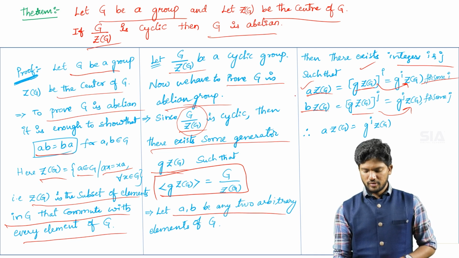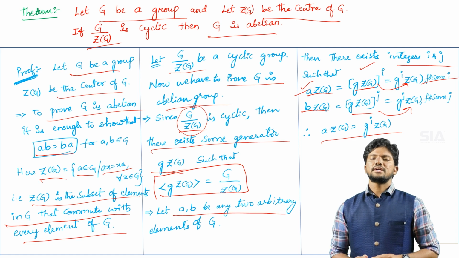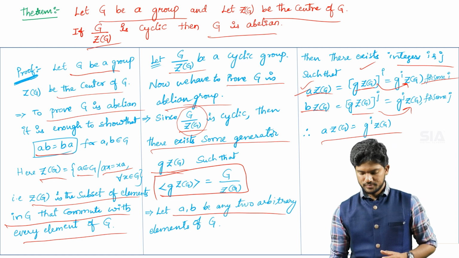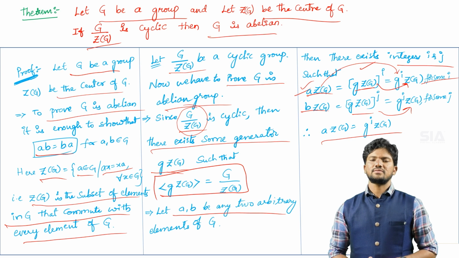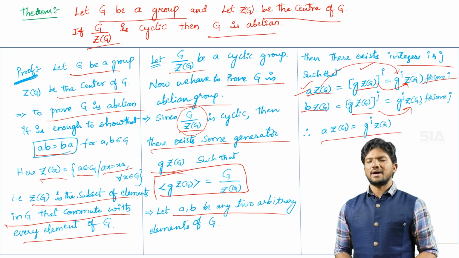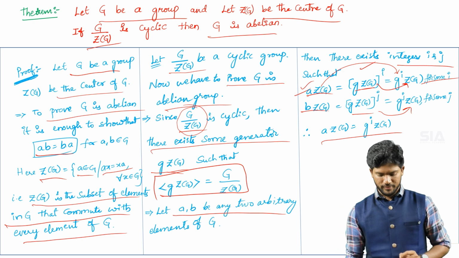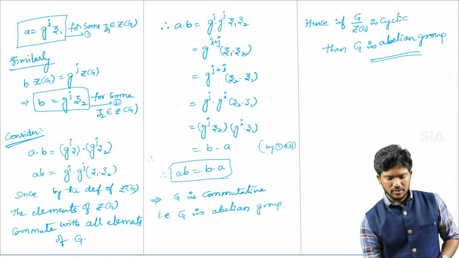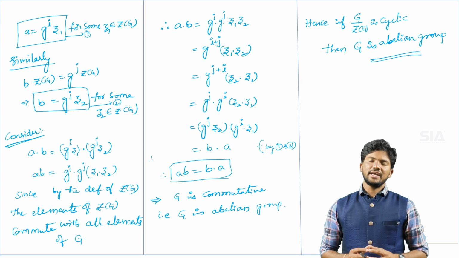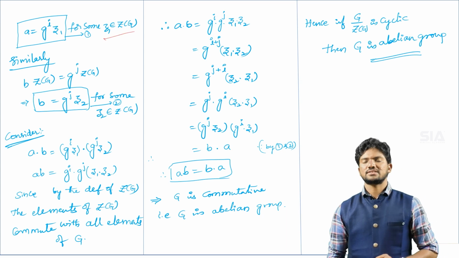From the first step you can write A into Z of G is equal to G power small I into Z of G. Why? Because there is an equality relation between them. So from this condition you can write that A is equal to G power small I into small z suffix 1 for some z suffix 1 belonging to capital G.